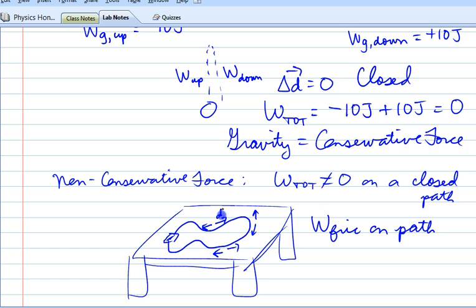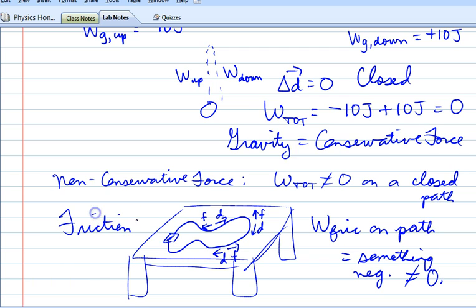Okay, so the distance and the force of friction. So the work is going to be some negative value. We don't know what, but it's something negative. But it's definitely not equal to zero. So friction is a good example of a non-conservative force.